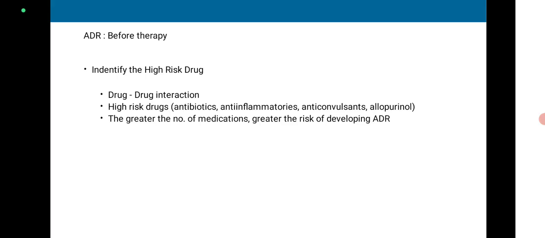Before the starting of therapy, identify the high risk drugs. High risk drugs are those which have more potential to cause an ADR, which have more potential drug interactions. High risk drugs include antibiotics, anti-inflammatory drugs, anticonvulsants, etc. The greater the number of medications, the greater the risk of developing an ADR.